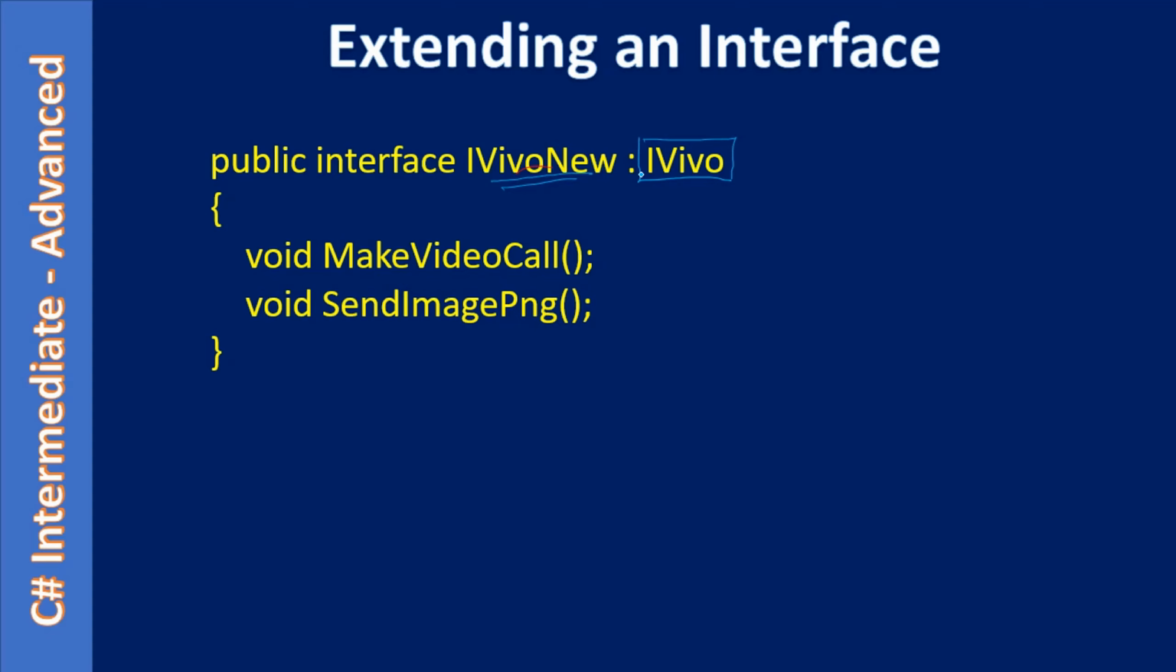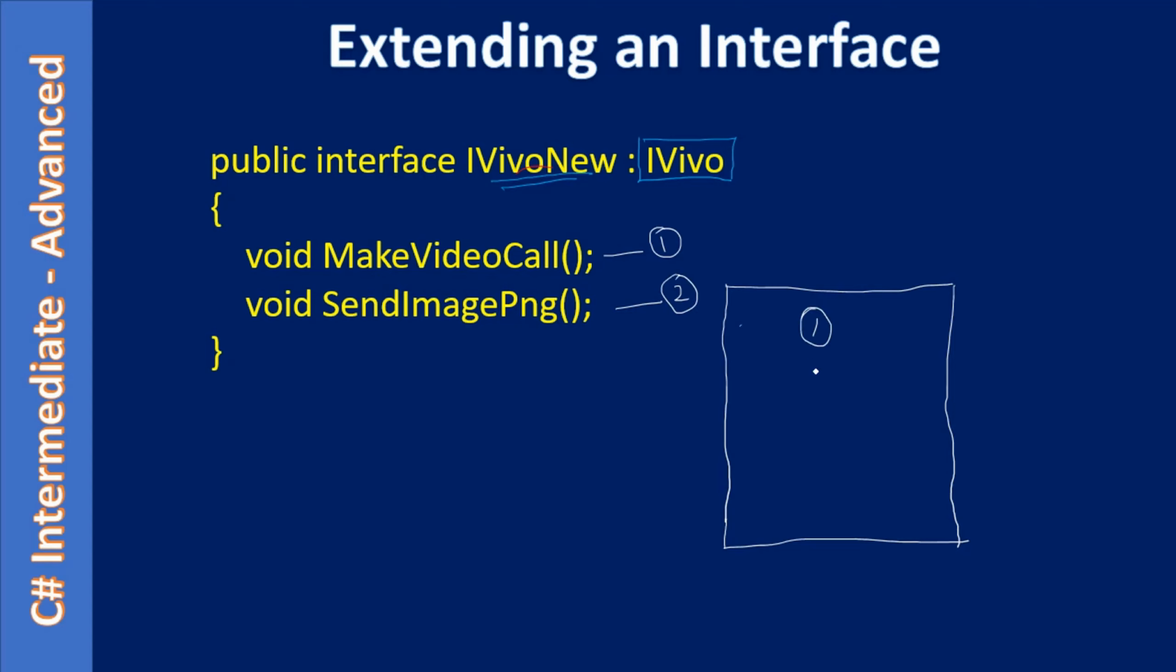Since it is extending from IVivo, this IVivoNew also supports the existing interface functions. That means sending a short message and making a voice call. So this new interface IVivoNew supports two functions marked as 1 and 2. So this will also support interface functions exposed by the IVivo interface.